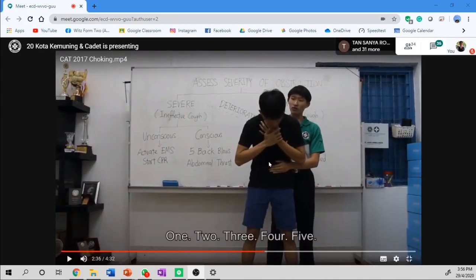So as you guys can see here, even after the 5 abdominal thrusts, you need to repeat the whole thing again. So basically, 5 back blows, not cleared, 5 abdominal thrusts, not cleared, 5 back blows, not cleared, 5 abdominal thrusts again. Continue until the casualty faints or the casualty spits the thing out.